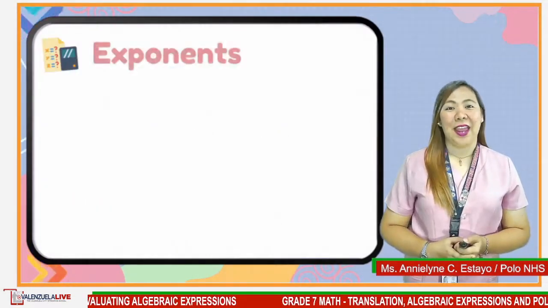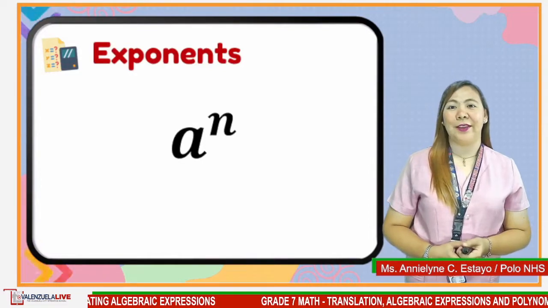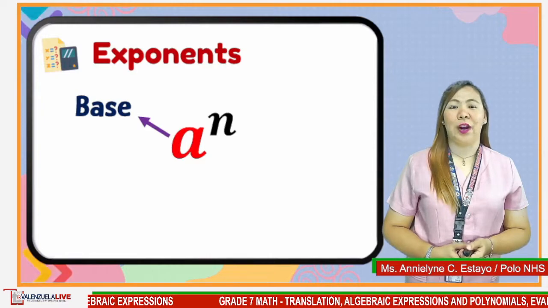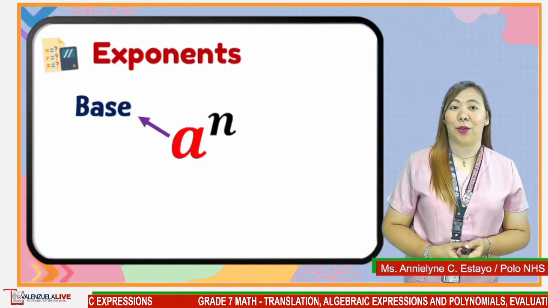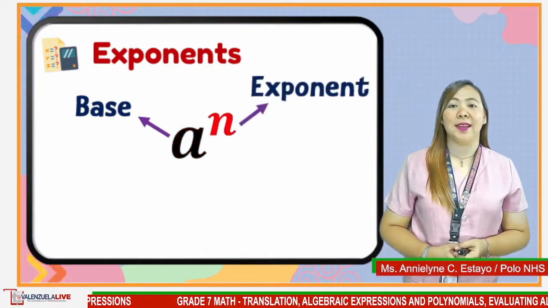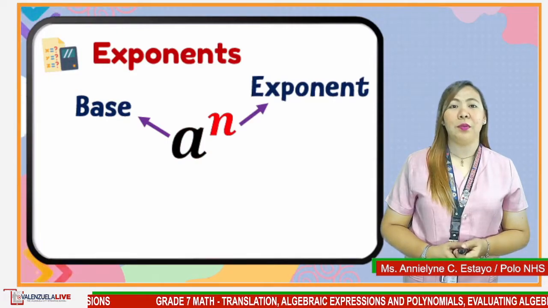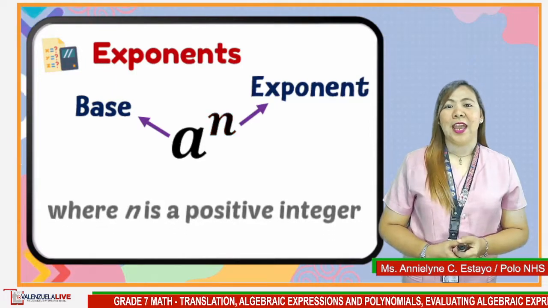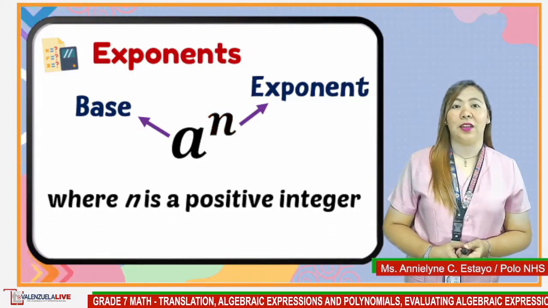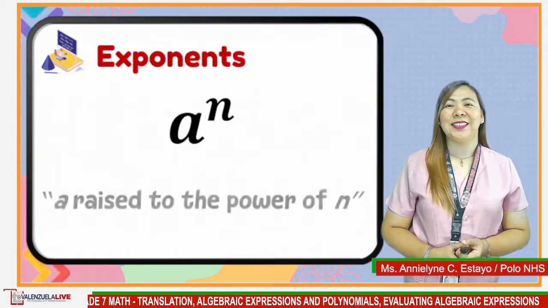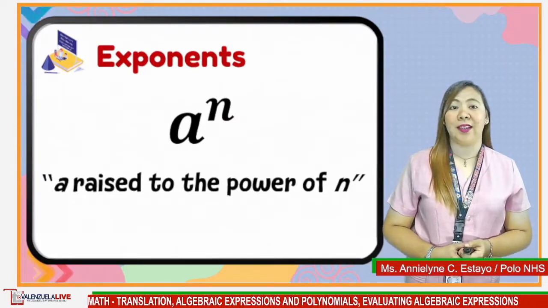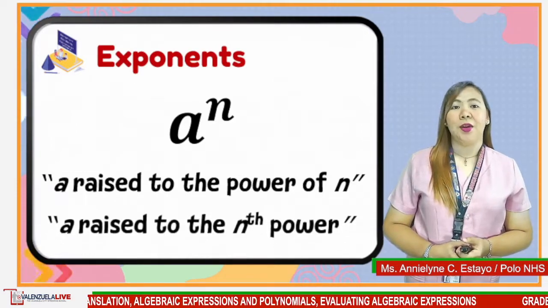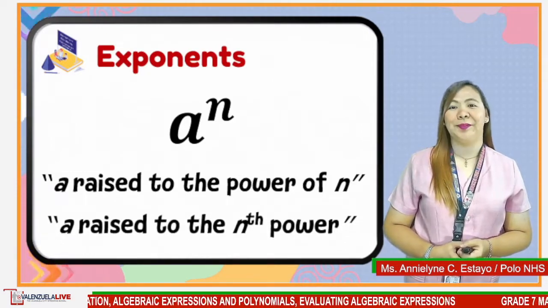Let us have a raised to the power of n, where a is the base. The base is the number or variable used as a factor, while n is the exponent, which shows the number of times the base is used as a factor. n is a positive integer. This expression can be read as a raised to the power of n or a raised to the nth power.